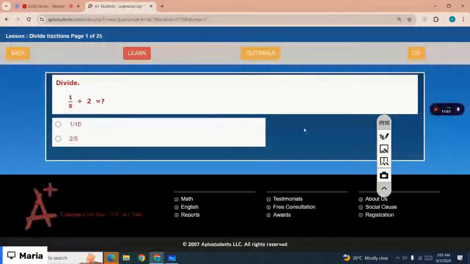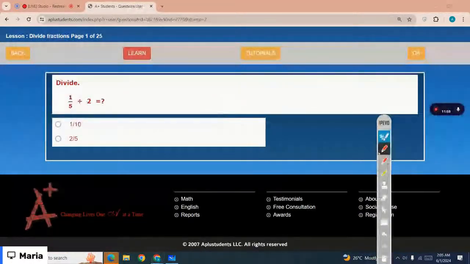That is 1 by 5 divided by 2, right? You have to change the division sign and multiply by the reciprocal. The fraction is 2 over 1, right? If you don't have a denominator, that means the denominator is 1. So you need to multiply by the reciprocal. Reciprocal means you need to interchange the numerator and denominator. So that is 1 over 2.